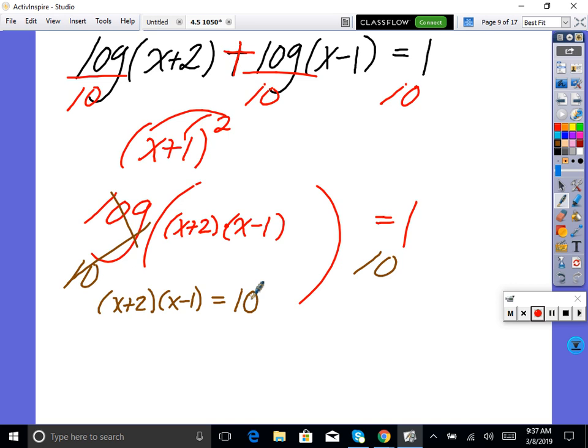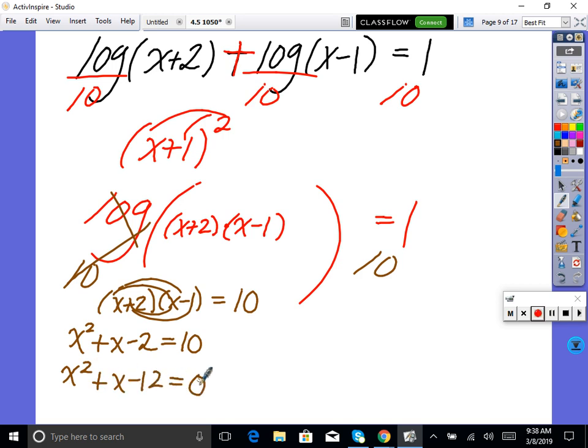When solving something of this caliber, don't we usually have a quadratic set equal to 0? Well, we have a quadratic set equal to 10. We can't solve this as is. So we have to put it back in standard form, get it equal to 0, and then solve. If I distribute and combine like terms, I get x squared plus x minus 2 equals 10. So subtract 10: x squared plus x minus 12 equals 0. Now I can factor it and solve.